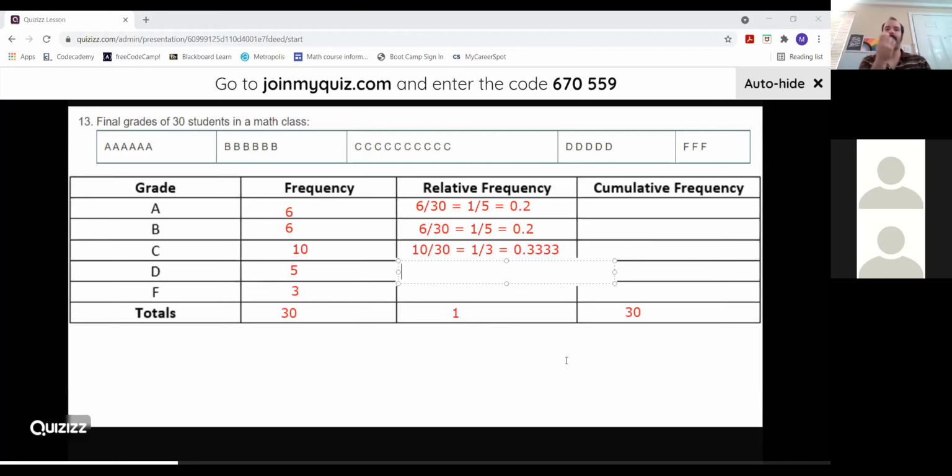So we talked about relative frequency. It's how many times this thing occurs out of the total number of occurrences. 5 out of 30 is 1/6. Is that 0.66? Is that what I'm thinking? 0.16, right?